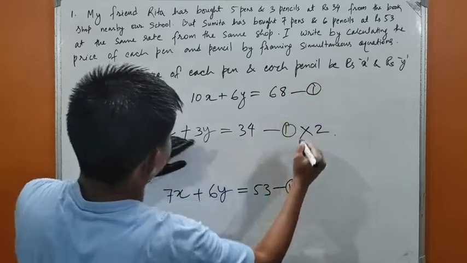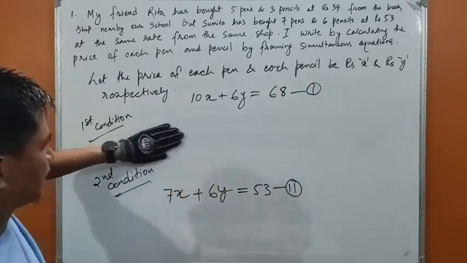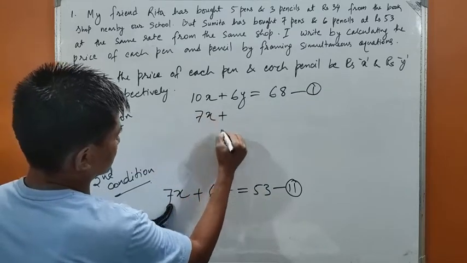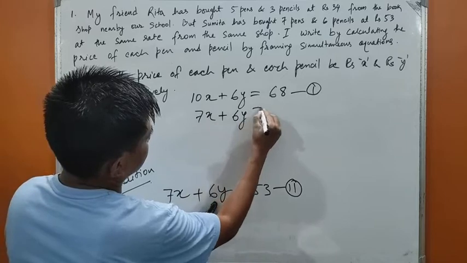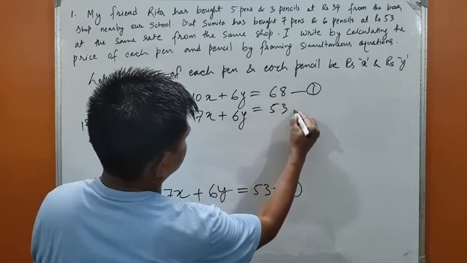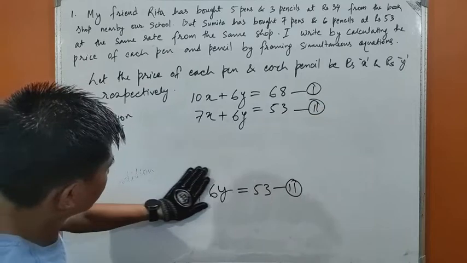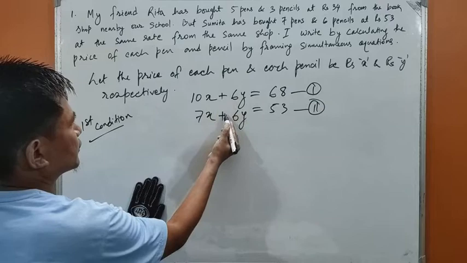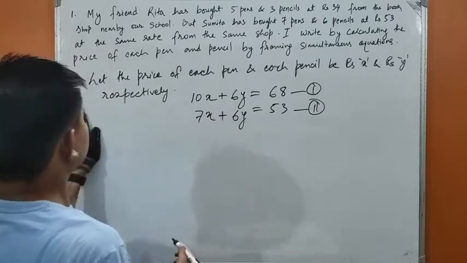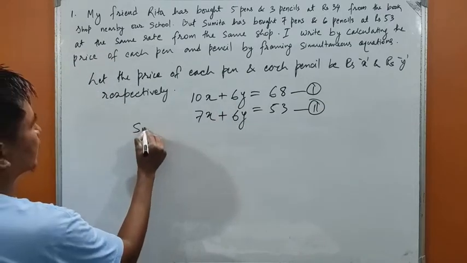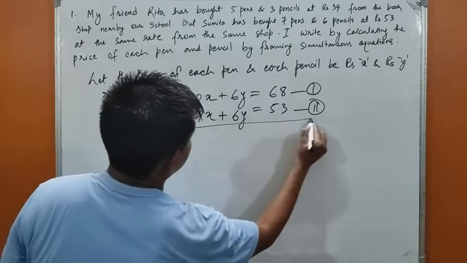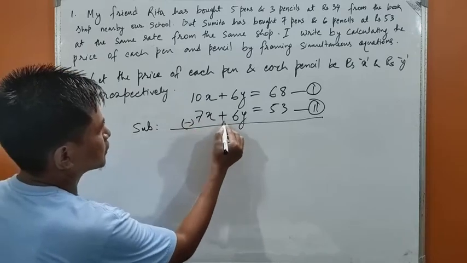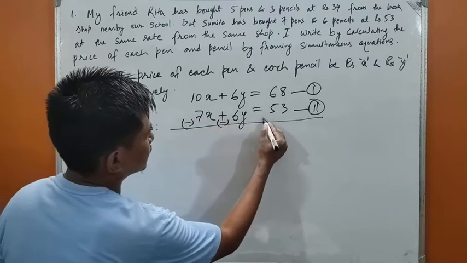This is equation 1. Now let me erase this. And equation 2 is 7x plus 6y equal to 53. This is equation 2. You can see both the signs of 6y are positive, so we need to change the sign. That means we subtract equation 2 from equation 1. So plus 7x becomes minus 7x, plus 6y becomes minus 6y, plus 53 becomes minus 53.